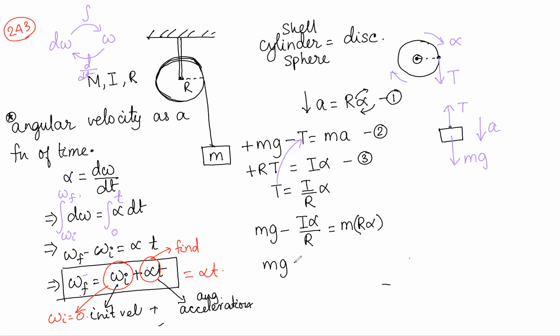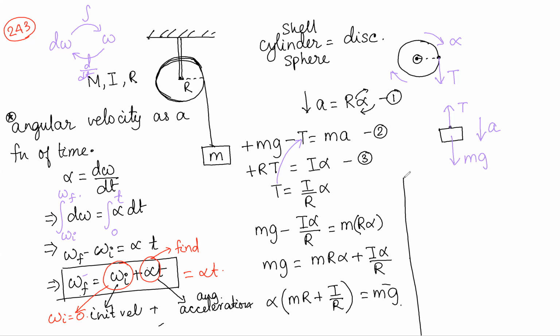Okay, now taking this to the right side, mg is equal to m r alpha plus I alpha divided by r. I need alpha, so I am solving in terms of alpha. So I take alpha common, which leaves me with m r plus I divided by r, is equal to mg. If this feels a little bit odd to you, you can also take r common. So alpha into r into m plus I divided by r square is equal to m into g.